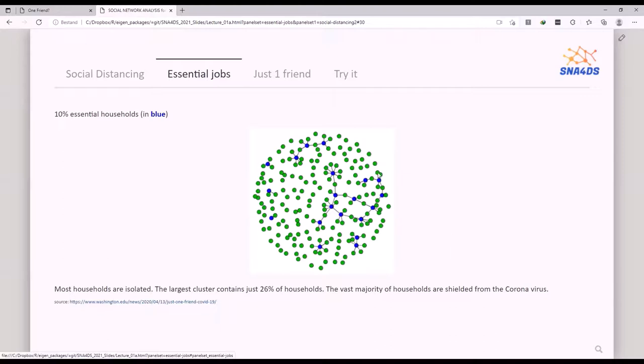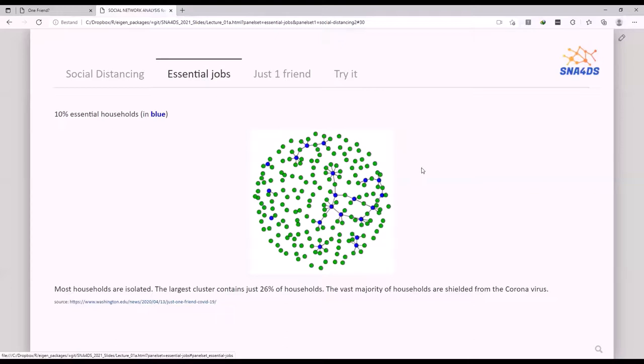So now you have these blue dots that have essential jobs. So that's about 10% of the population. And I think they all have an average of 4 contacts or something that they meet because they have this essential job, like a doctor who meets with patients, right? Those patients do not have the essential job, but they still interact with the doctor because they have to go to the doctor because they're sick or because they have a broken toe or whatever. And then they get in contact with each other.